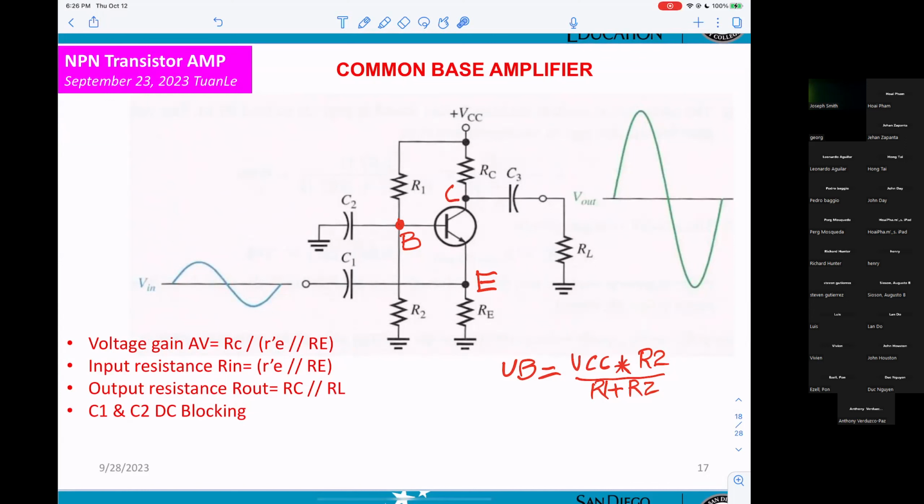C1 and C2 is DC blocking. So basically, you get 3 amplifiers for bipolar. When you understand a little more on this bipolar transistor amplifier, common emitter, common collector, common base, that will be more easy for you when we go up to the JFET. That's another transistor.